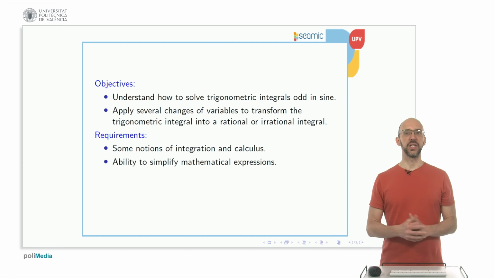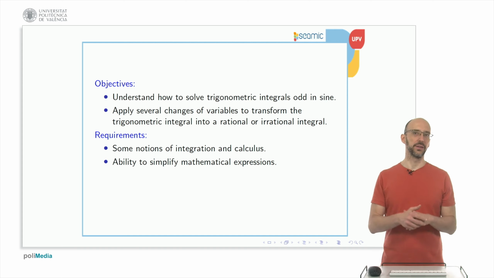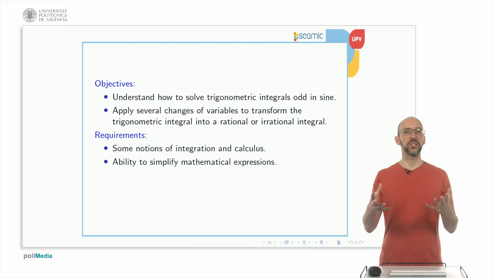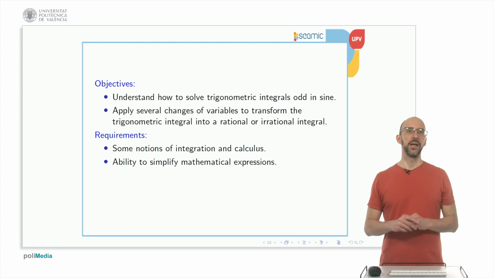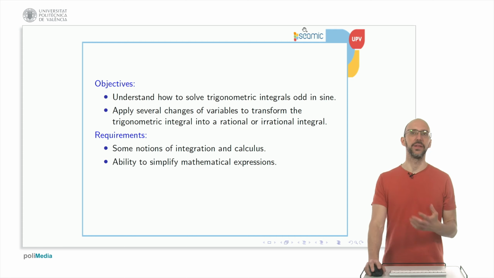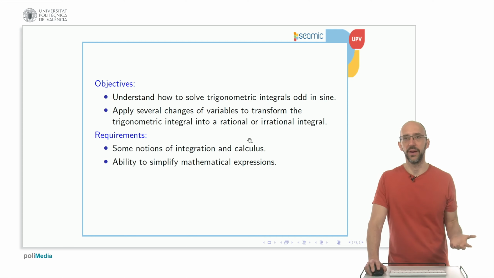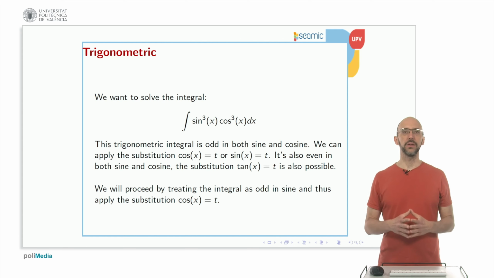We will apply a change of variable, and this trigonometric integral will become a rational or irrational integral, depending on the exercise we are dealing with. But normally a rational integral. This is a very specific change for a specific type, but it's very helpful. Many times when you apply this change, it simplifies the integral perfectly. What do we need? Some notions of integration and derivatives, calculus, and simplifying mathematical expressions. So let's see. What is the type of integral we are going to solve here?